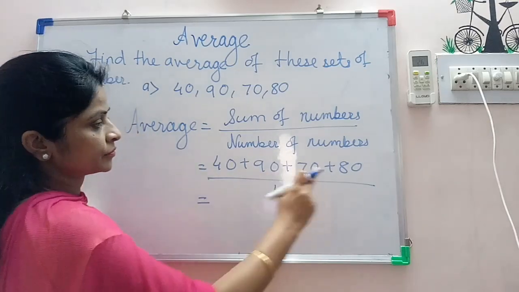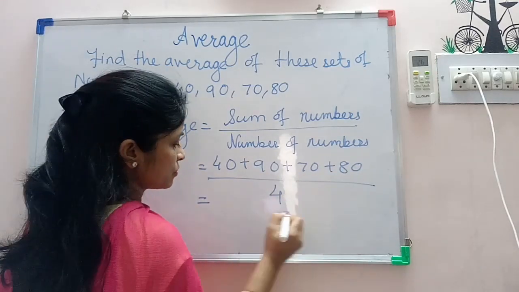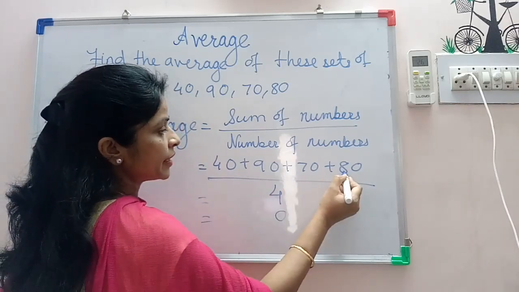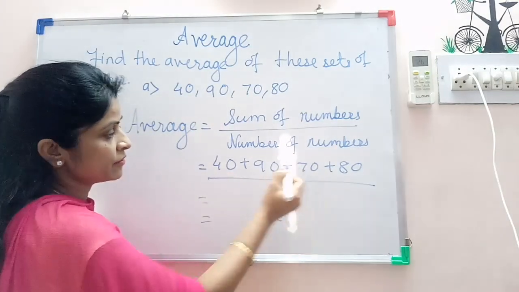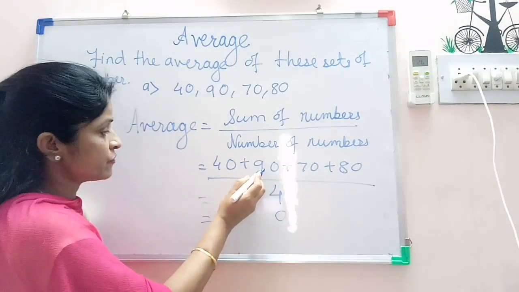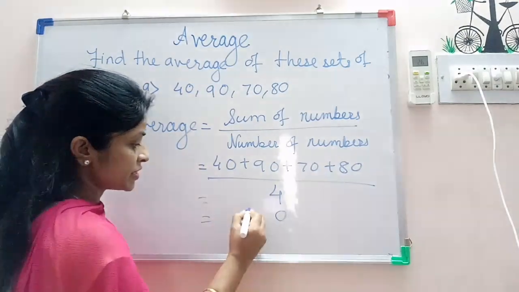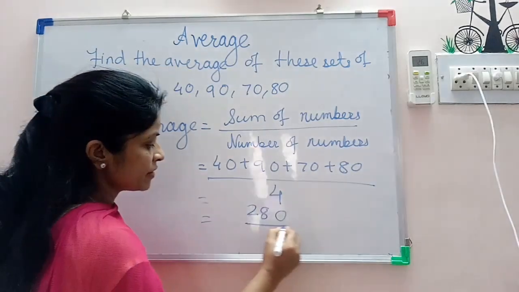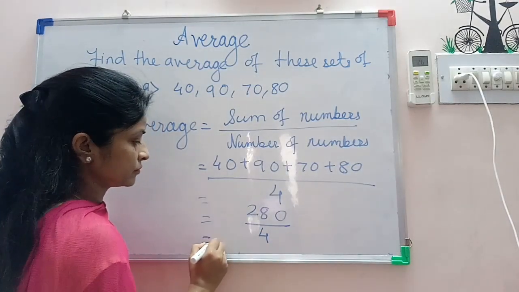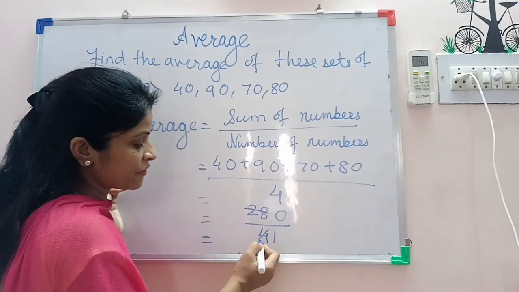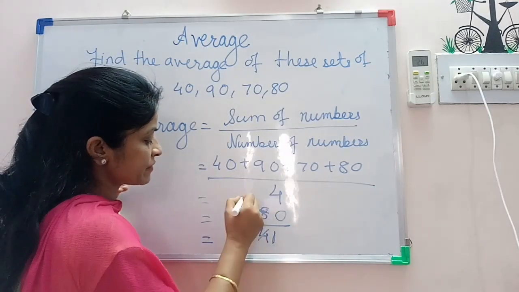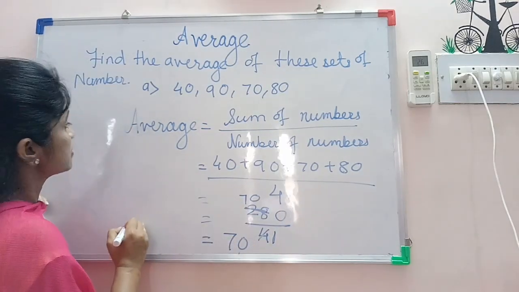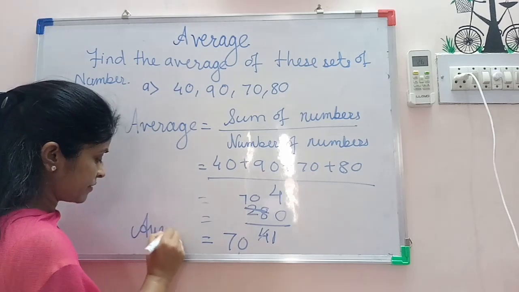Now we'll add it. 0 plus 0 plus 0 is 0. Then 8 plus 7 is 15. 15 plus 9 is 24. 24 plus 4 is 28. So the sum of numbers is 280 and divided by 4. 280 divided by 4. Now 4 ones are 4. 4 sevens are 28. Zero is 0. So the average of this set of numbers is 70.